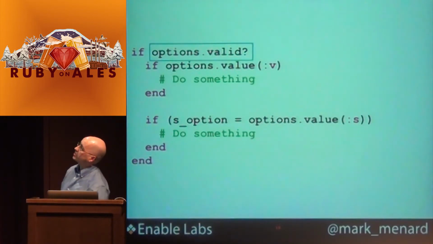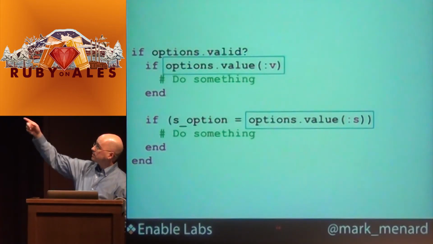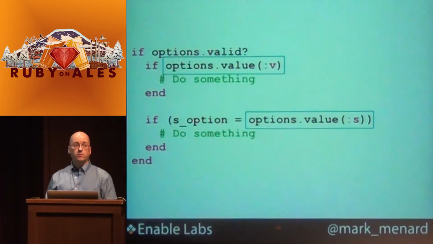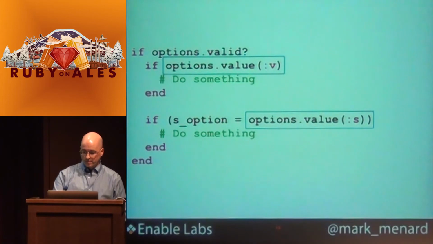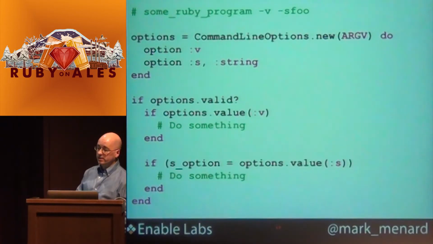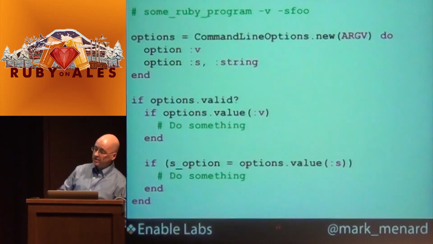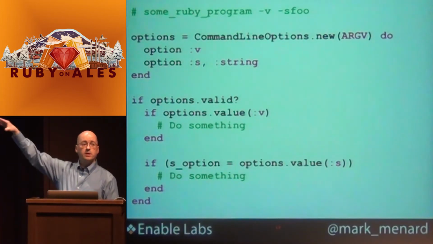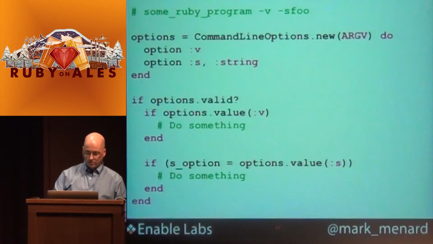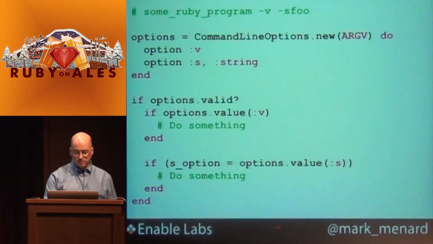I can check that the options are valid, and I can get the values of the options that were on the command line. Putting it all together, I can pass the options on the command line, I define the options I'm using, the DSL, and then I validate and I can get the values out in my code. That's the starting point that we're going to implement here as we go along.